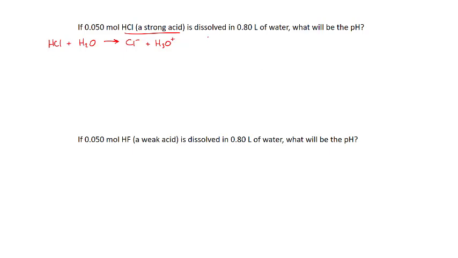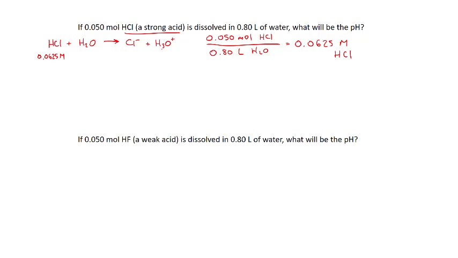Okay, so we're going to dissolve 0.050 moles of HCl in 0.80 liters of water. And that's a pretty small amount of HCl, so we can assume that when you mix these two together, the volume will not change and the volume of solution will be 0.80 liters. So this means we end up with 0.0625 molar HCl.